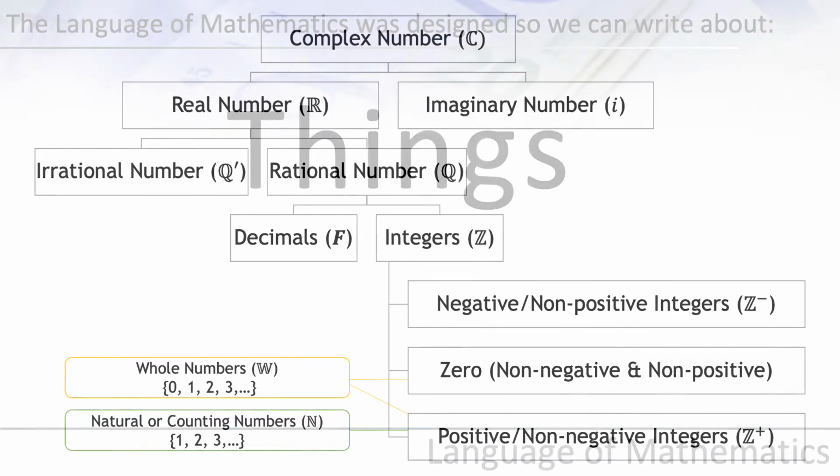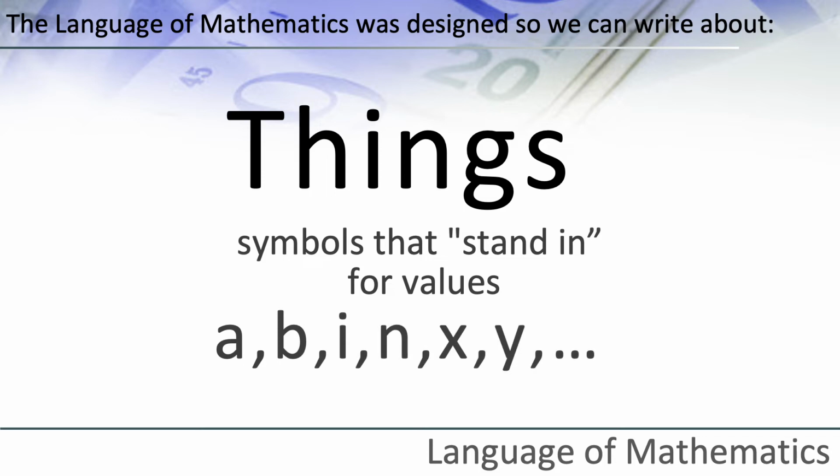Okay, moving on. We have the language of mathematics, and aside from being used to write about things involving numbers, we also write about things involving symbols that stand in for values. In mathematics, you will see letters, the letters we use in the alphabet, A, B, C, D. X, Y, Z, we use those to represent something unknown, and that letter might represent a certain value.